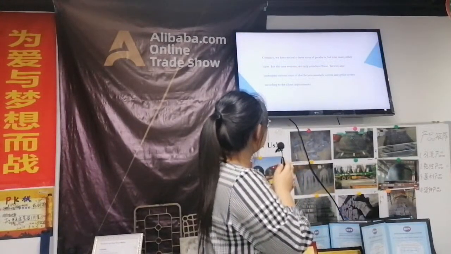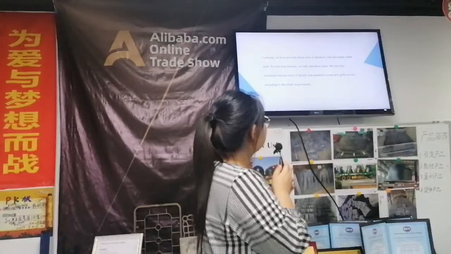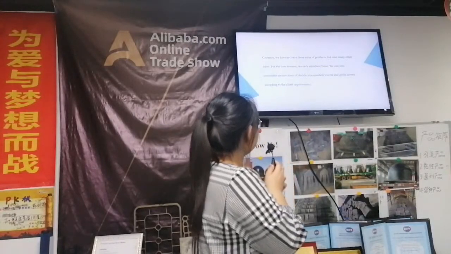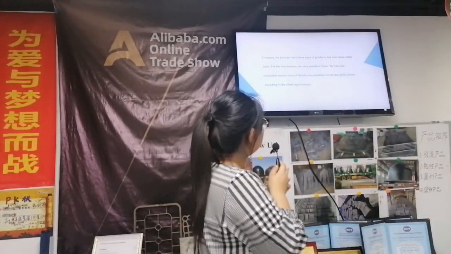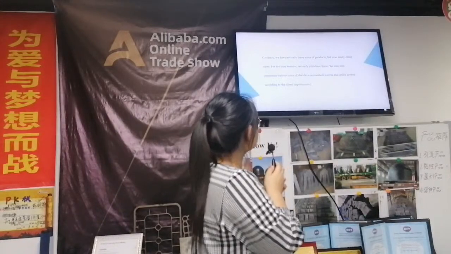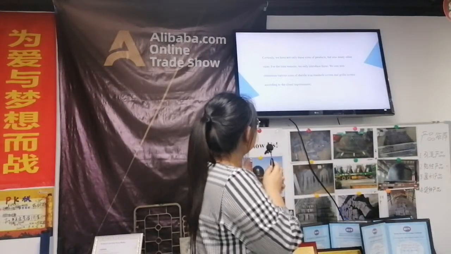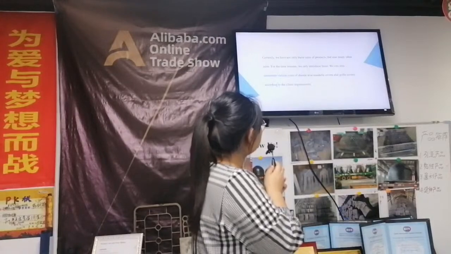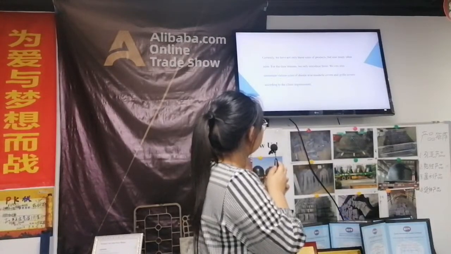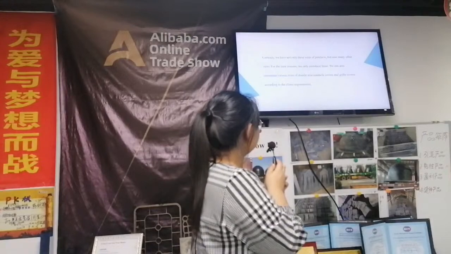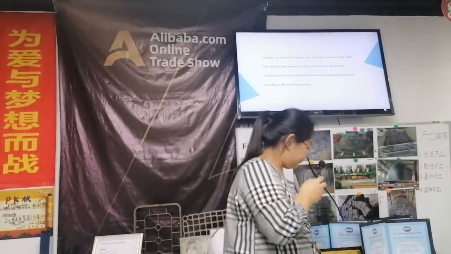Certainly, we have not only this size of products, but also many other sizes. For time reasons, we only introduce these. We can also customize various sizes of ductile iron manhole covers and grill covers according to the client's requirements.